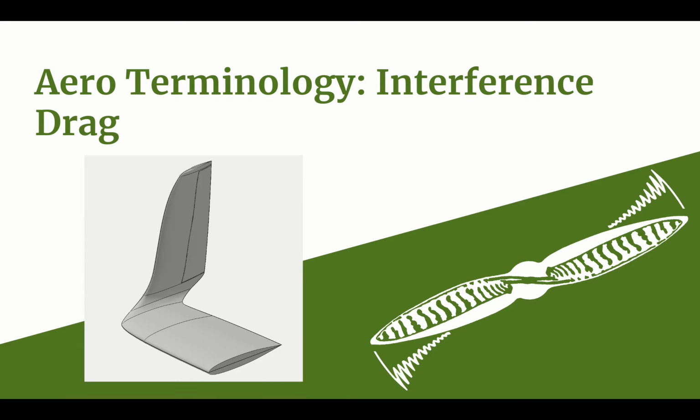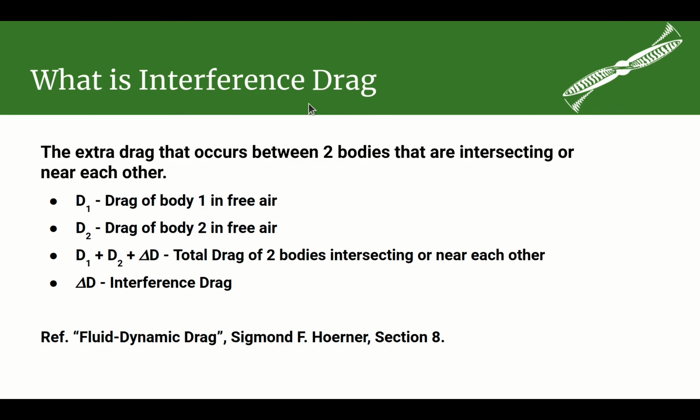Let's get to it. The definition of interference drag, or trying to describe what interference drag is, is sometimes a little bit difficult. We're going to take our cue from Horner's book on fluid dynamic drag, and interference drag is talked about in section 8 of that book. He says in the introduction of section 8 that interference drag is the extra drag that occurs between the surfaces of two bodies that are either intersecting or close to each other.